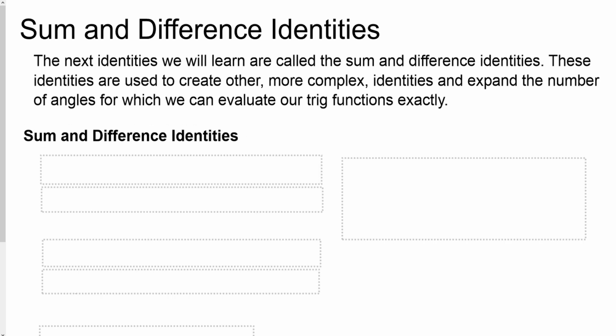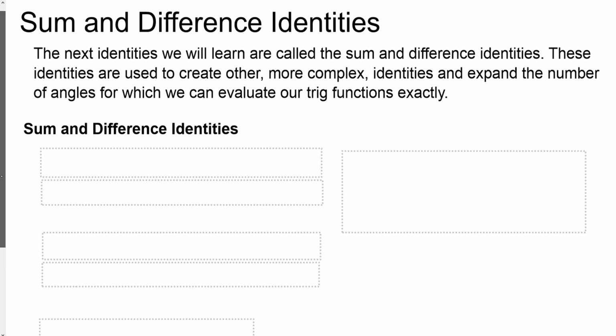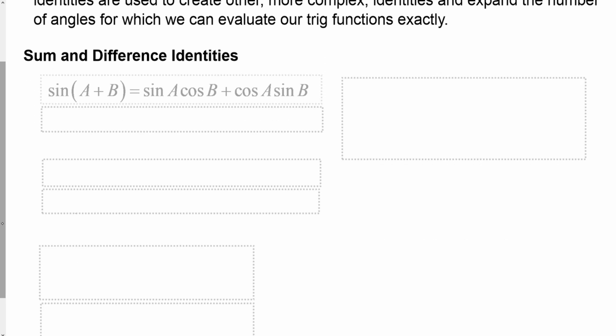So the sum and difference identities look like this. We have the sine of a sum of angles, so we have angle A plus angle B. For instance, if angle A was 15 degrees and angle B was 30 degrees, then 15 plus 30, we would be calculating the sine of 45 degrees. So the sine of A plus B is equal to sine A cosine B plus cosine A sine B.